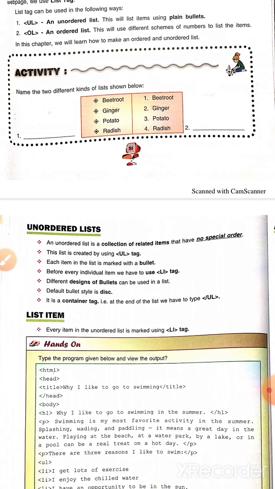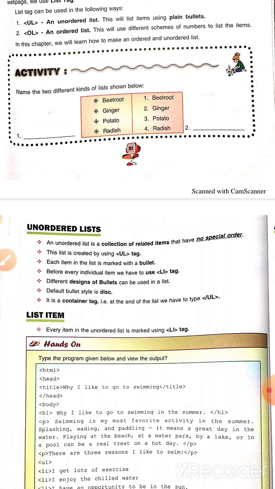This list is created by using the UL tag, and each list item starts with the li tag. Each list item is marked with a bullet also. In an unordered list, each list item is marked with a bullet. We can also provide different symbols or designs for bullets, and the default bullet style is a disc, or we can say a circle bullet.